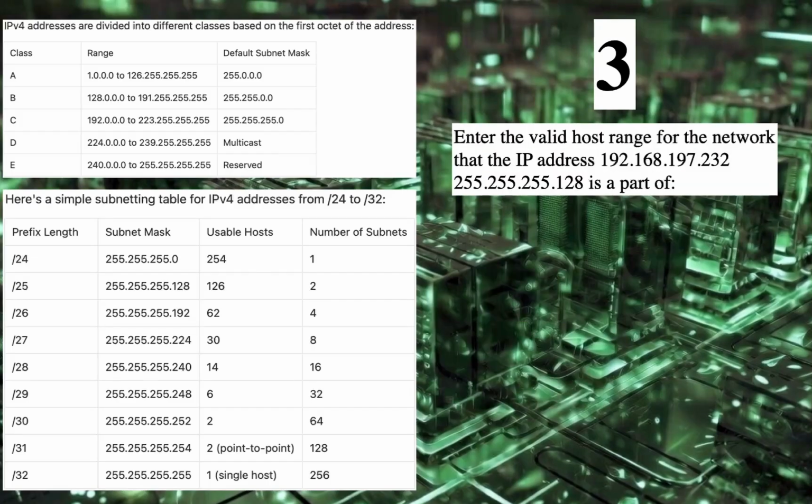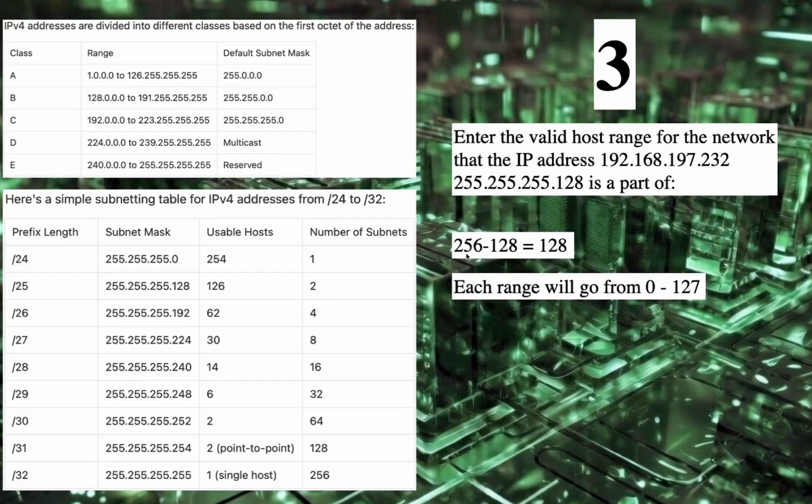And our third and final question, enter the valid host range for the network that the IP address 192.168.197.232, subnet mask 255.255.255.128 is a part of. And at first, these questions might seem tricky, but after you do a lot of them, they become very easy. What I like to do is take 256 and subtract it by whatever number is in the 4th octet of the subnet. In this case, it's 128. So I take 256 minus 128 and I get 128.